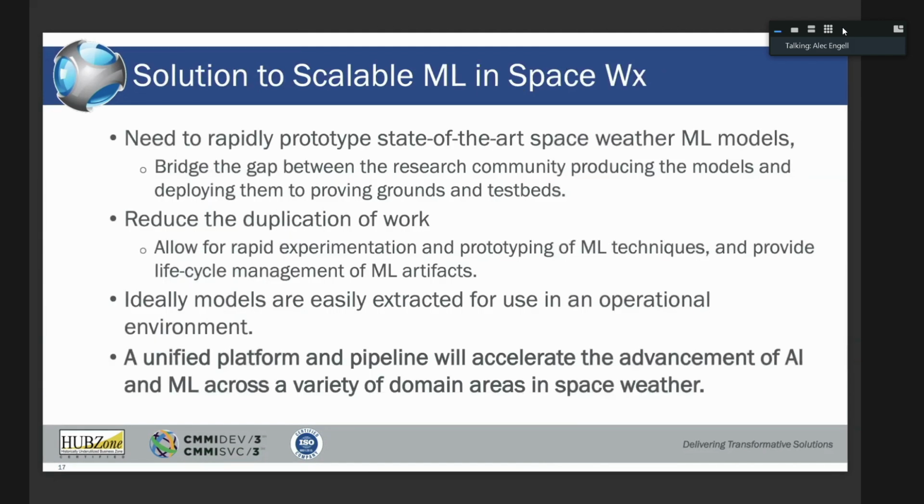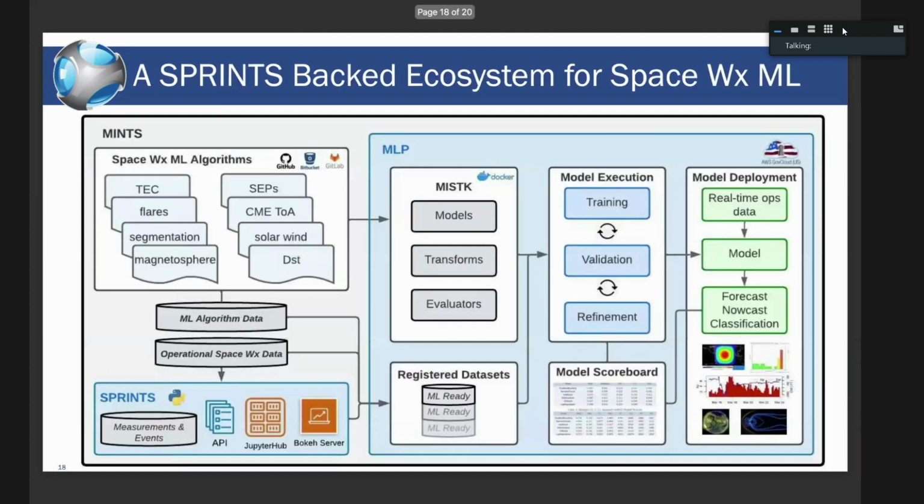All right, I'm running out of time, but we need to scale these ML algorithms that the community is putting up. We need to get away from working on our local laptops. They need to be put into a system where we can do that. So a unified platform, bottom line, take-home message for y'all: a unified platform and pipeline will accelerate the advancement of AI and ML across a variety of domain areas in space weather. Here's what it looks like.